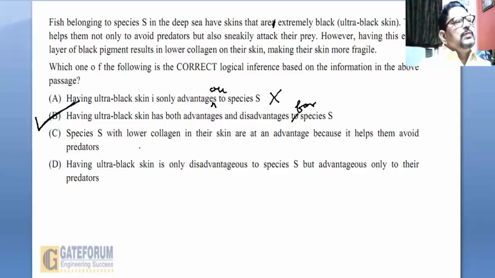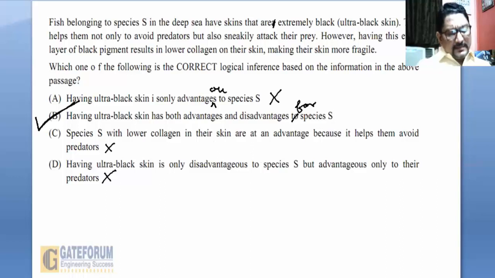Species S with lower collagen in their skin are at an advantage because it helps them avoid predators. Absolutely wrong. Because lower collagen can never be an advantage, and lower collagen doesn't help them to avoid predators. It's the black color that helps them to avoid it. Lower collagen is a disadvantage. And the next one, having ultra black skin is only disadvantageous to species S, but advantageous only to their predators. Absolutely wrong, an uncalled for statement, because nobody has talked about the predators of species. And advantageous to their predators is an entirely wrong statement. So this is also wrong. And naturally, we see that our original choice, option B, still stays the correct option.